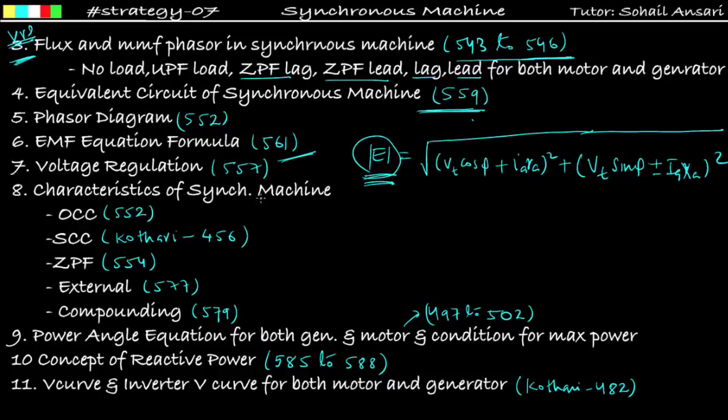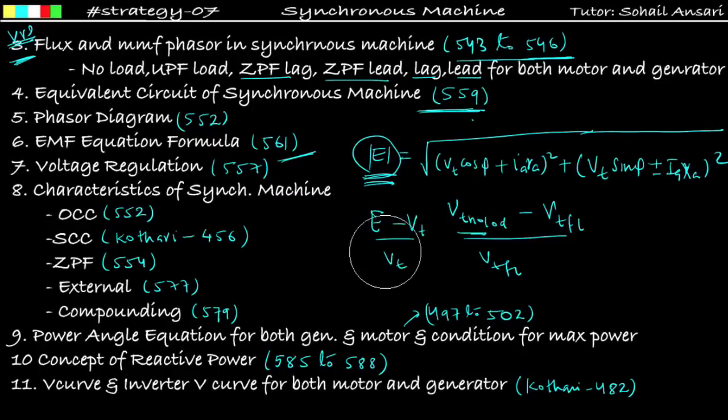This will help you in finding voltage regulation. So voltage regulation, we know that VT at no load, that is the EMF, minus VT at full load upon VT at full load. While finding the voltage regulation, you have to take the magnitude only. So this VT at no load is nothing but E only. So E minus VT upon VT will give you the voltage regulation. So this formula is very important, that is the magnitude of E.